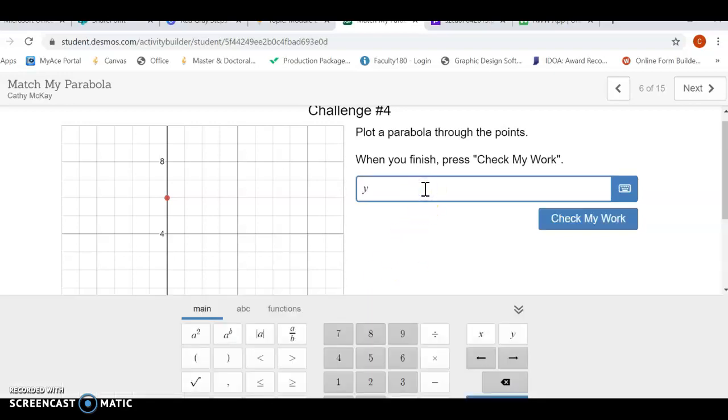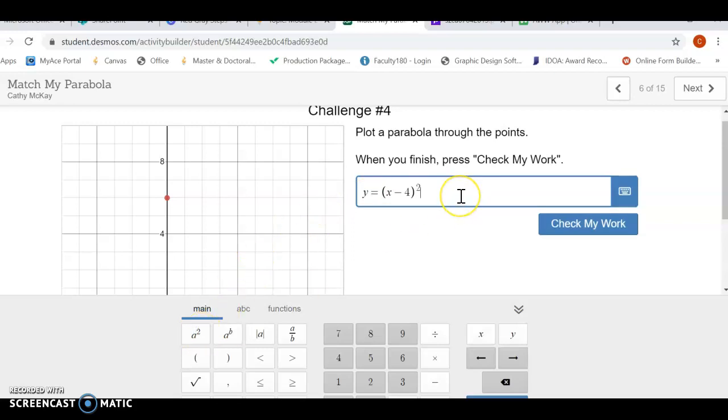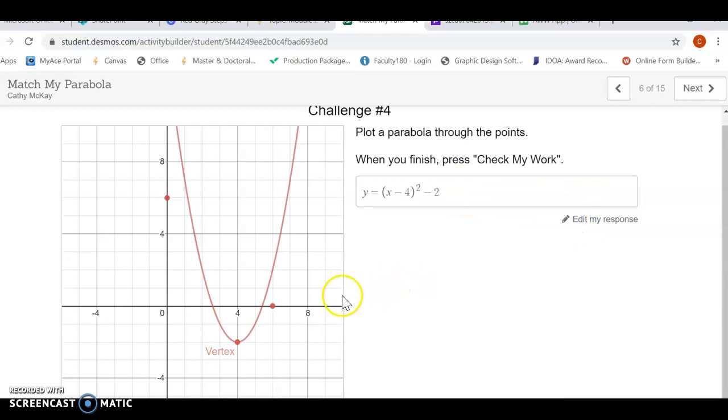So knowing what we've done before, if it goes over 4 and then down negative 2, so this is going to be x over 4 is minus 4, and then we're going to do squared, and then down negative 2, so it's minus 2, and let me check my work.